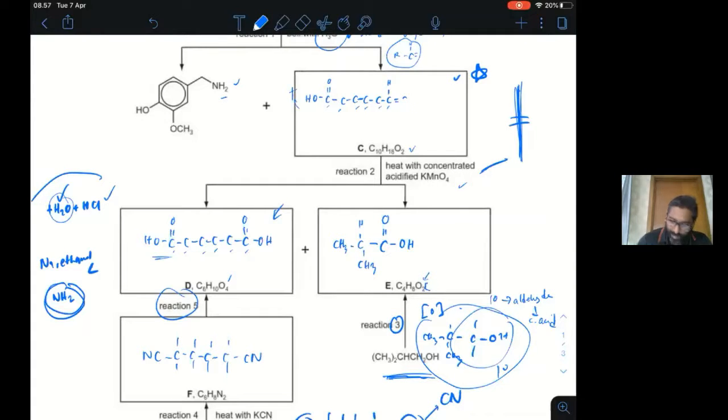And then this part must follow from here. So this part is going to change into carboxylic acid as well. So I'm going to put C1H also because I want it to change into carboxylic acid. And then with another carbon, this carbon, and then H, CH3, and then CH3. So this is going to be my structure for C.